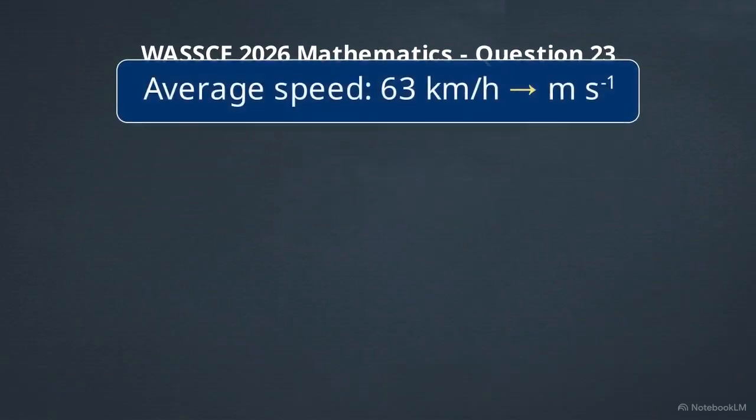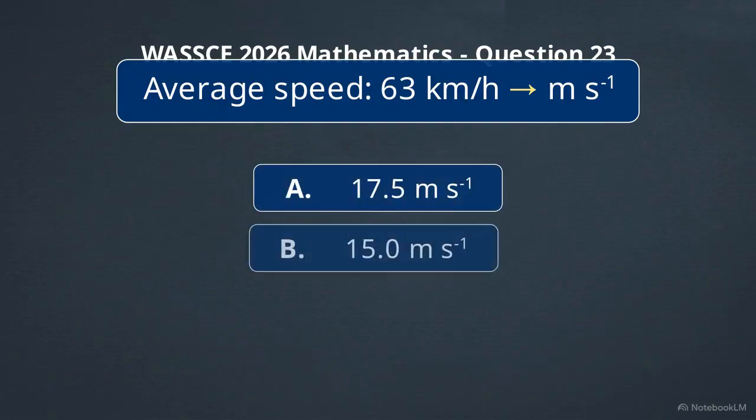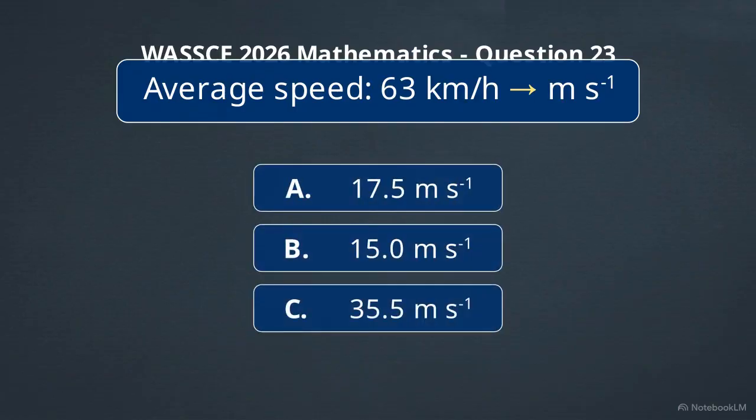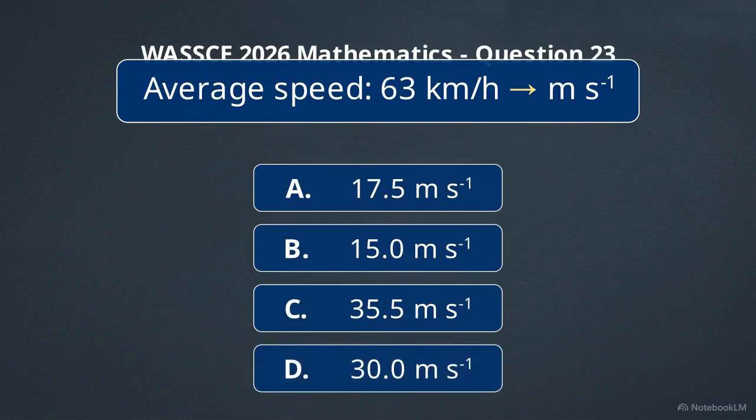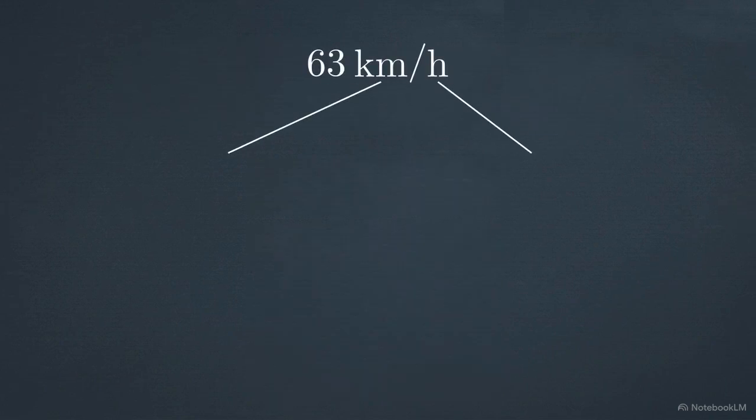The question asks us to express an average speed of 63 kilometers per hour in meters per second. We have four options. A is 17.5, B is 15.0, C is 35.5, and D is 30.0 meters per second. Looking at our units, we need to convert kilometers to meters and hours to seconds.